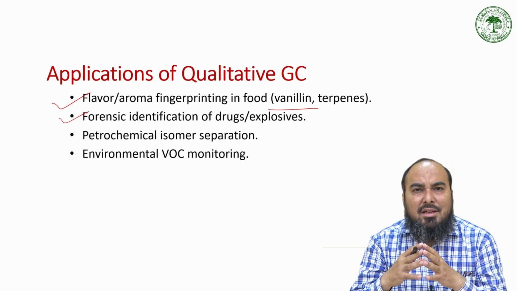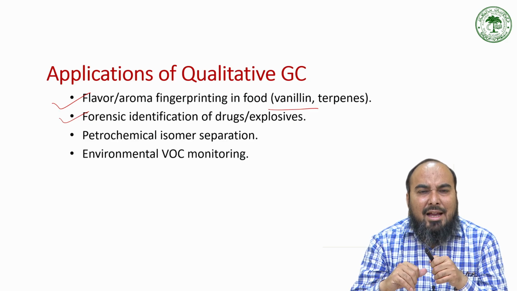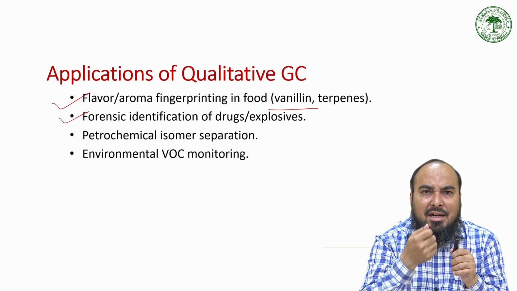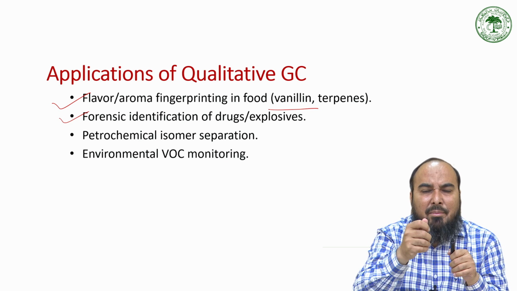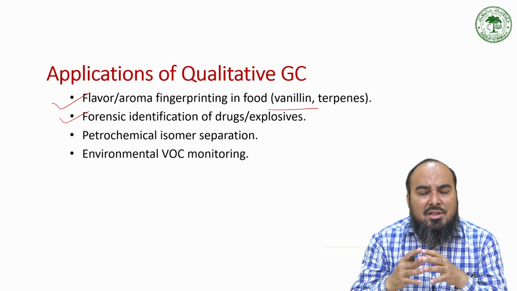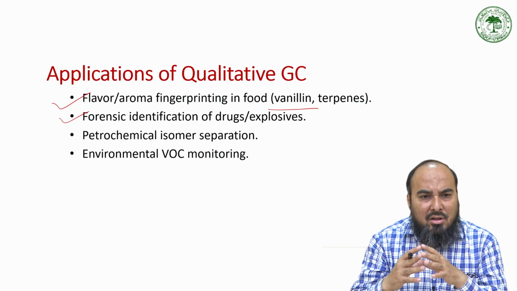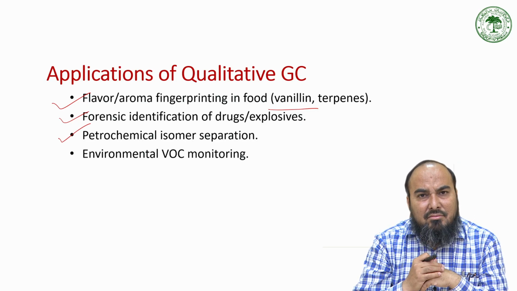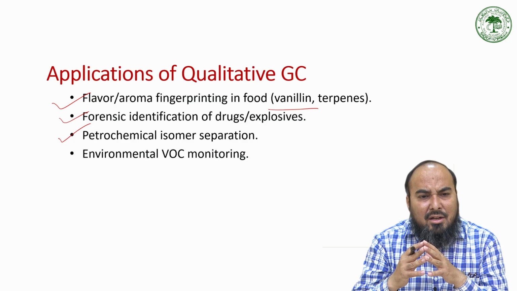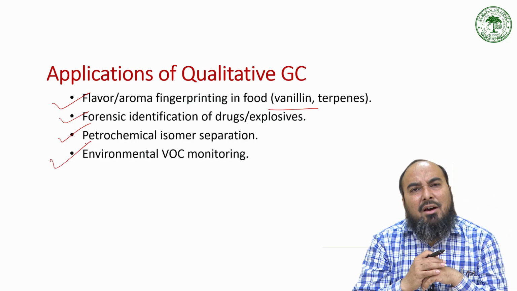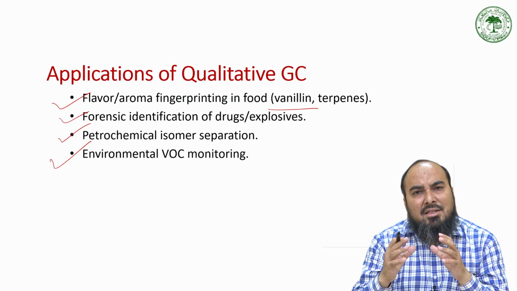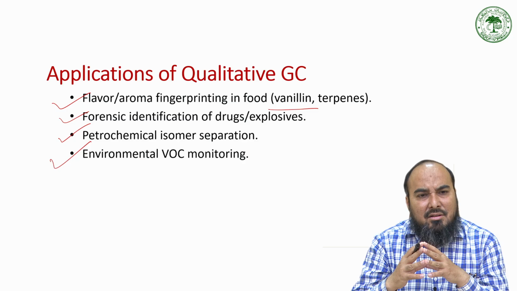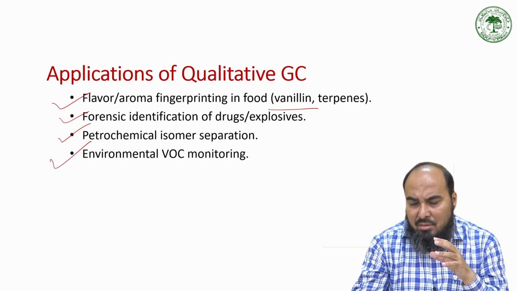Even nowadays, you can see the traffic police checking people. They have certain bands, and they check the breath, and they tell you whether a person has taken alcohol or not. So that is actually very important. Similarly, petrochemical isomer separation. You can do environmental monitoring by checking volatile organic compounds, as well as certain nitrous gases and sulfur dioxides and sulfur trioxides. All these you can do by running GC.